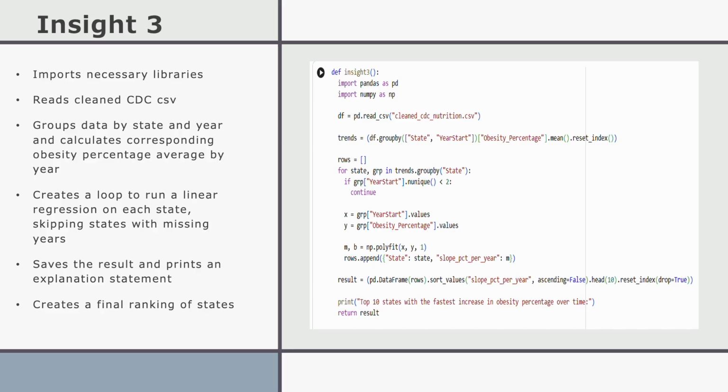over time. We made sure to exclude states that didn't have enough yearly data to make the trend meaningful. This allowed us to create a ranking of the top 10 states with the fastest increasing obesity percentages.